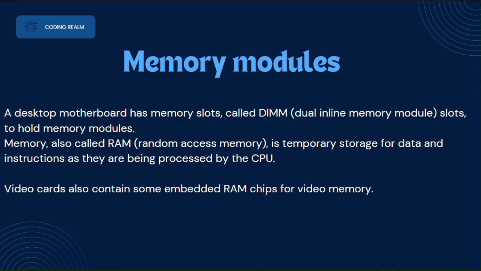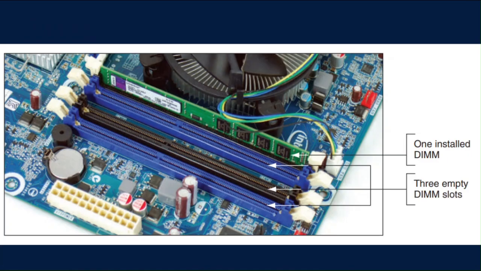Let's see the memory in our computer. We have one installed DIMM. This one is in green, and three empty DIMM slots. This one in blue, in black, and another in blue. This is the memory in our computer.